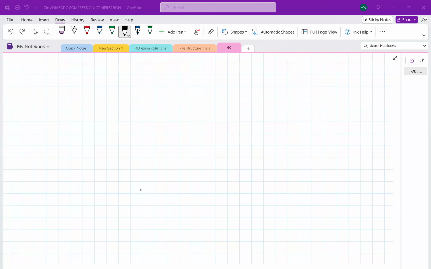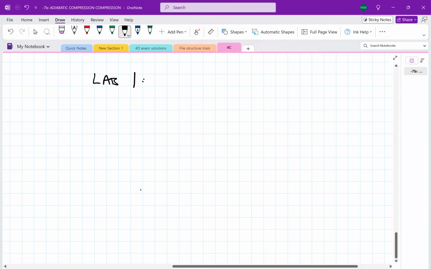Okay, let me share my screen here so that you can see some of the calculations that we will do. Alrighty, hopefully that is coming through just fine. So, what we've got here, lab one, this is going to be the absolute zero lab. Actually, it's the absolute zero and gas constant lab.